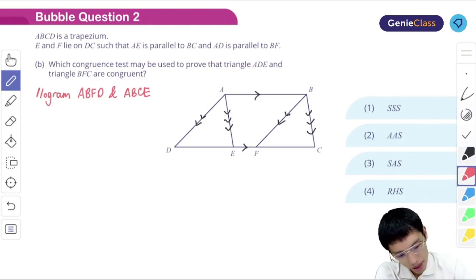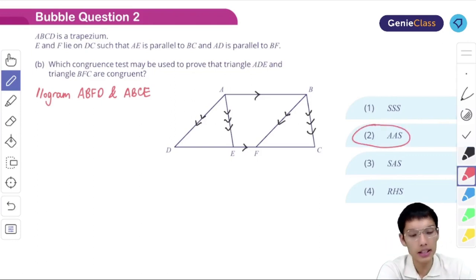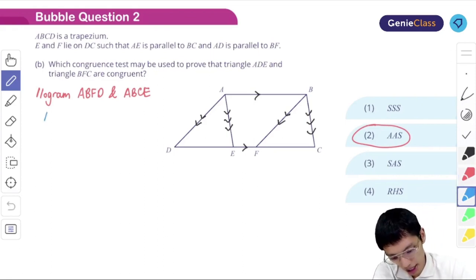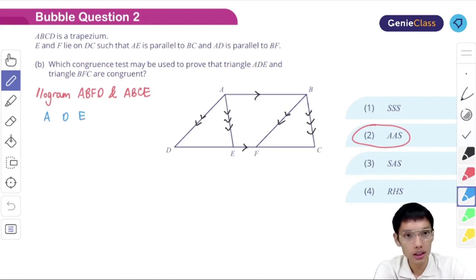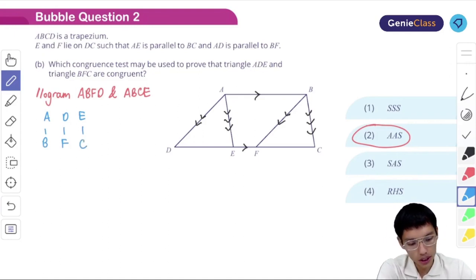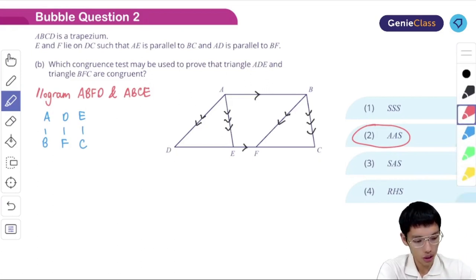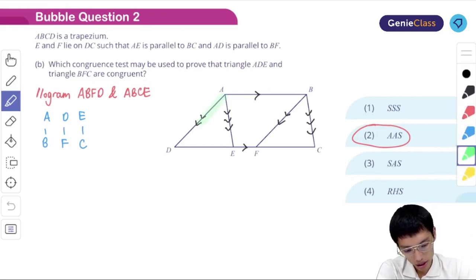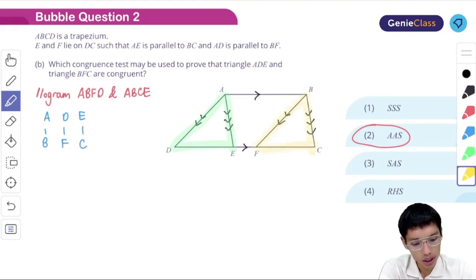It's AAS, but what are the two angles and the side that I need to look out for? So take note, remember your vertices. ADE corresponds to BFC. So take note first, what are the angles that are easy to find? Again, if you are confused, always try to write out or highlight out your triangles. ADE, BFC.